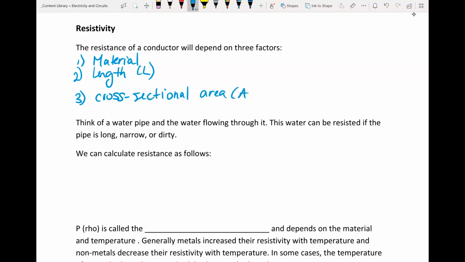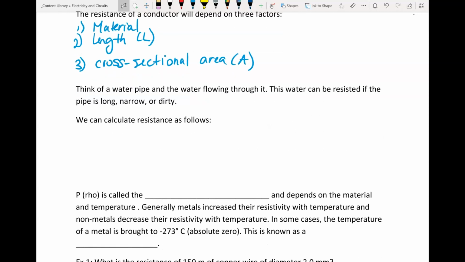as well. So think of a water pipe and the water flowing through it. The water can be resisted if the pipe is really long, or if it's too narrow, so you have less cross-sectional area, or it's just dirty.